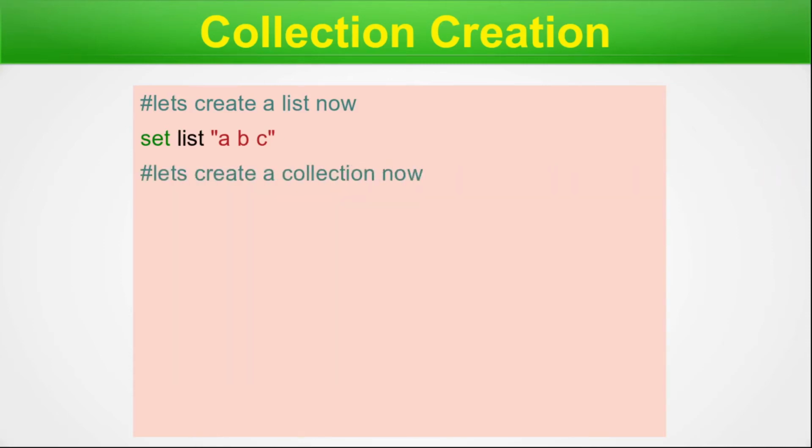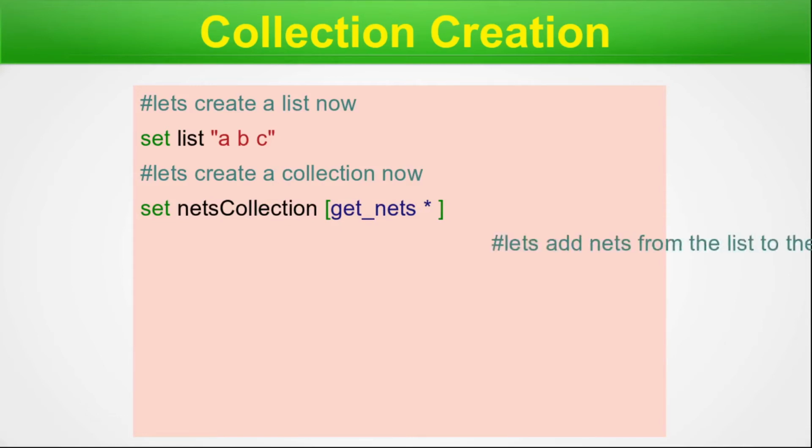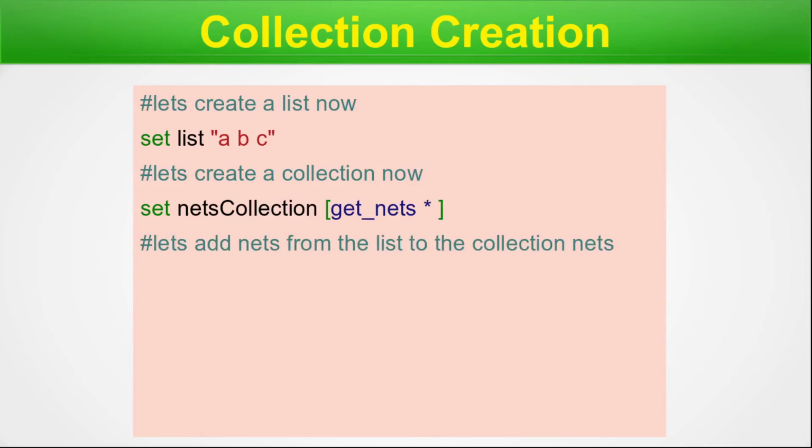Okay, and let's create a collection now. If we try to create a collection, so set nets_collection. Then within rectangular brackets we write get_nets then star. Okay, let's add nets from the list to the collection of the nets.